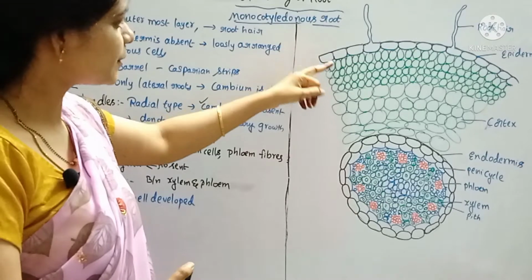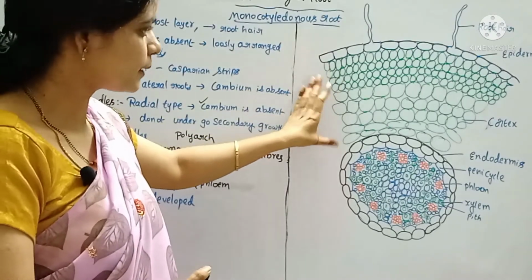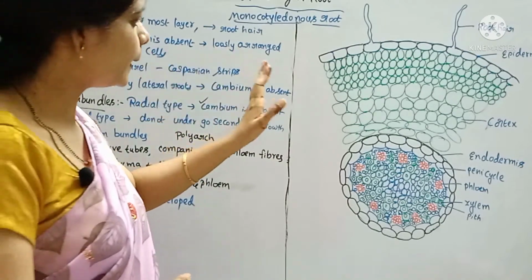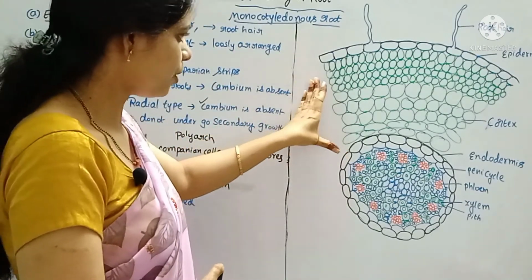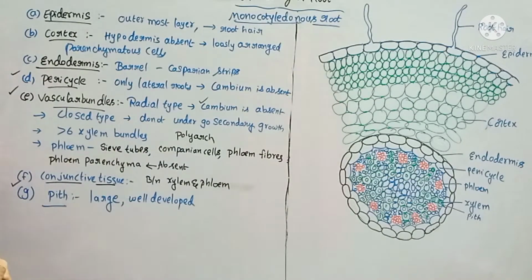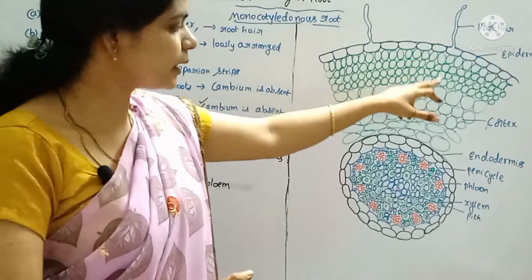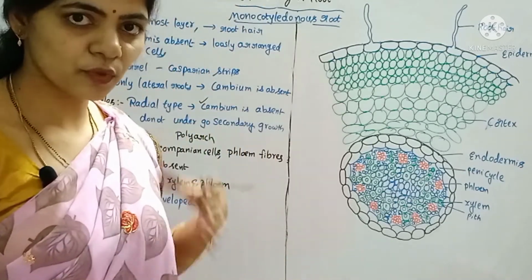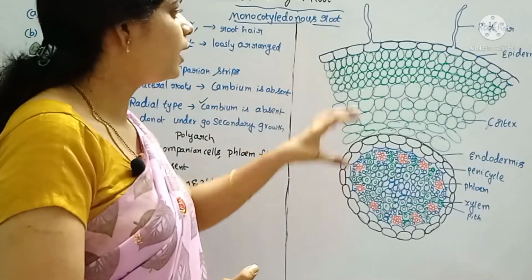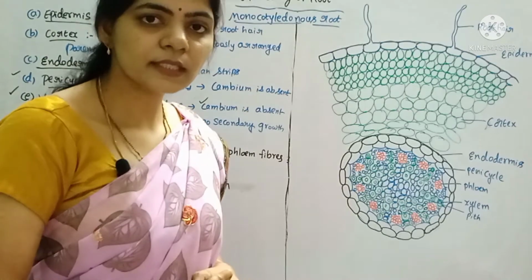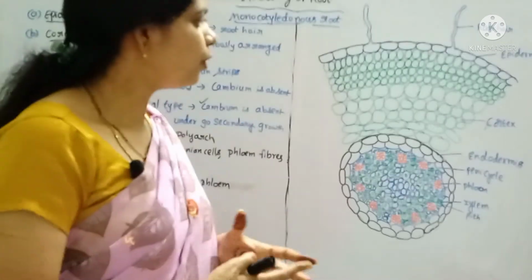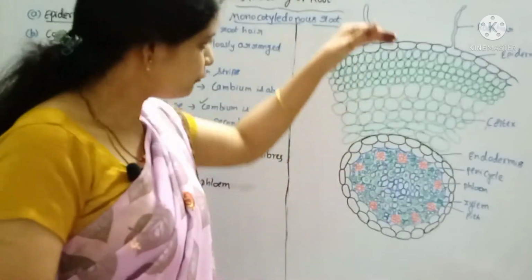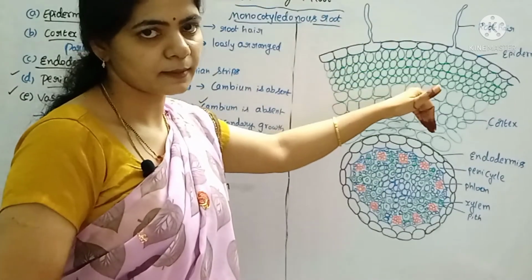And next to this epidermis is the cortex. Generally, in the roots, the hypodermis is absent, right? Here, the hypodermis is absent in the cortex, and the cortex consists of loosely arranged parenchymatous cells. What is the function of the loosely arranged parenchymatous cells? As we finished in the last video, they have more cellular gaps, which allows the inflow of water freely inside.